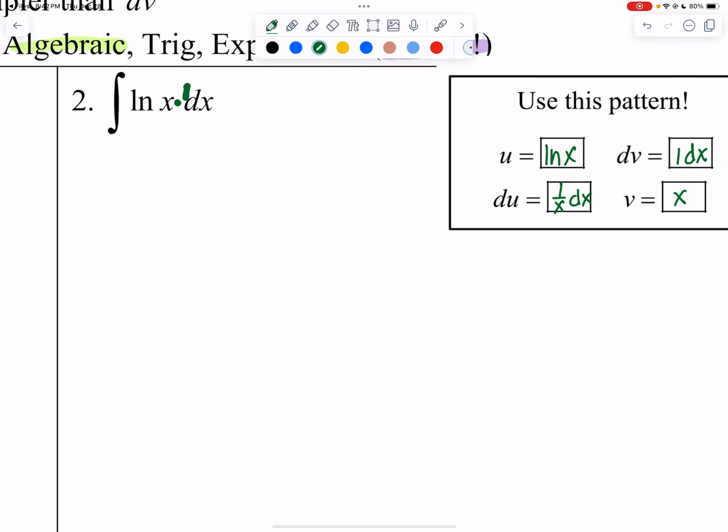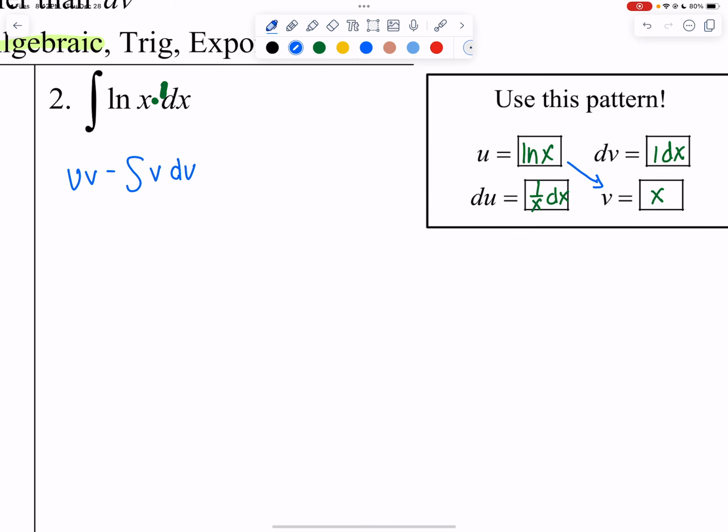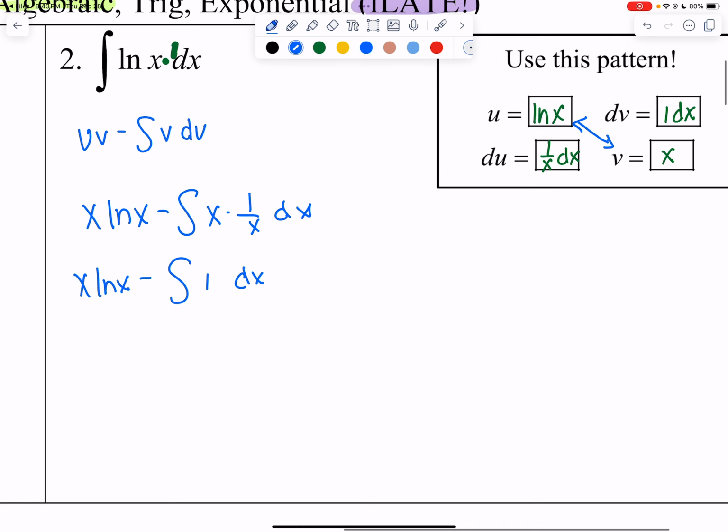Okay, so then I'm going to have uv minus the integral of v du. uv is just us multiplying across. That's x ln of x minus the integral of v, which is x, and then du, which is 1 over x dx. Simplify that integral a little bit. The x's will cancel out, so you're just left with the integral of 1, which is just, plot twist, x. And then, of course, don't forget about your plus c.